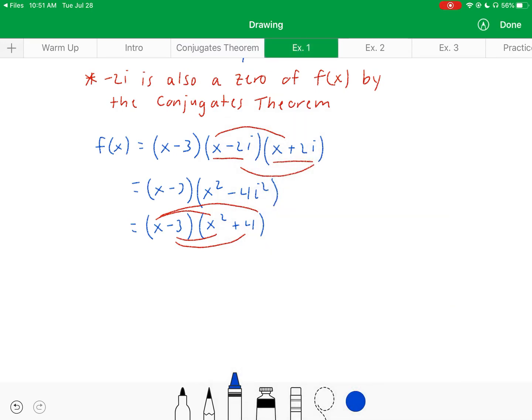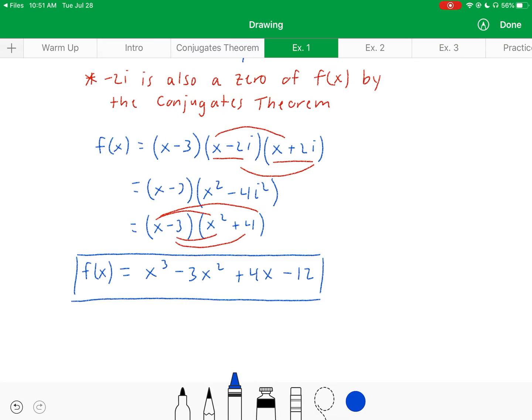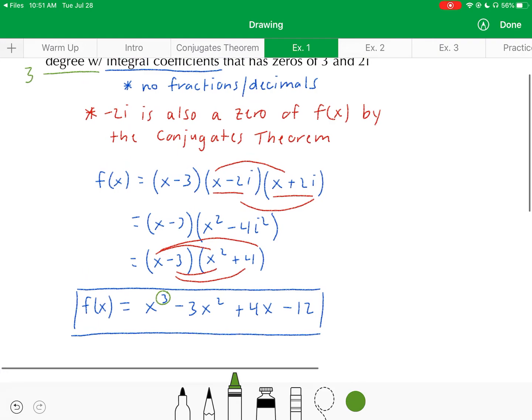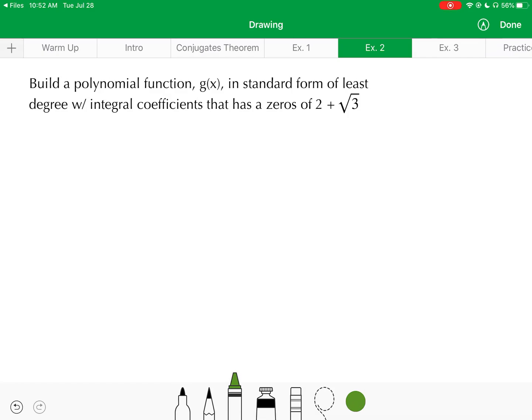Okay. And that's going to lead me to x cubed minus 3x squared plus 4x minus 12. And there's the function that I'm after. Notice it's in its standard form. And look at the degree of the function. The degree is 3, which matched what we said based off of the fact that the function had 3 zeros to it. Okay? All right, second example.